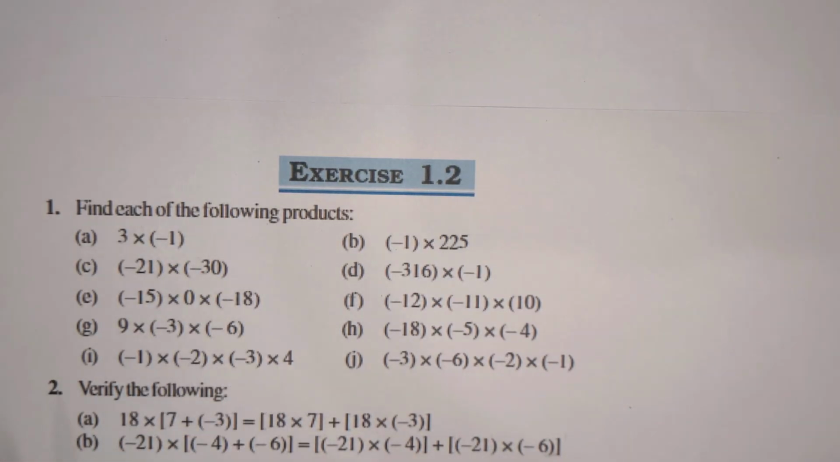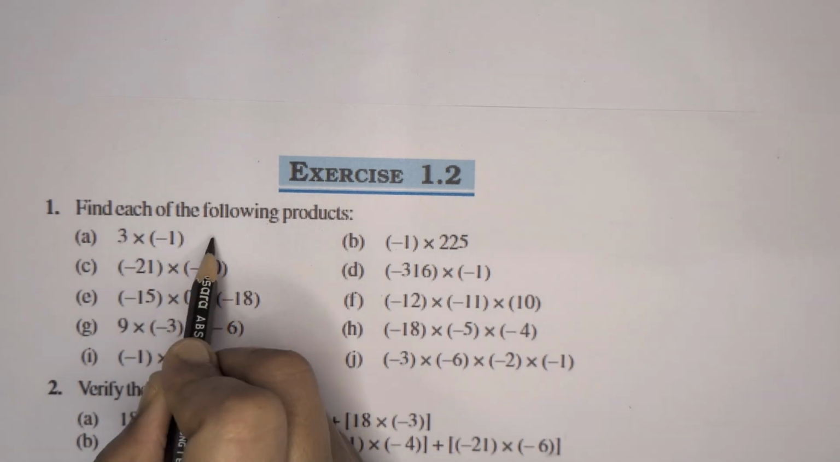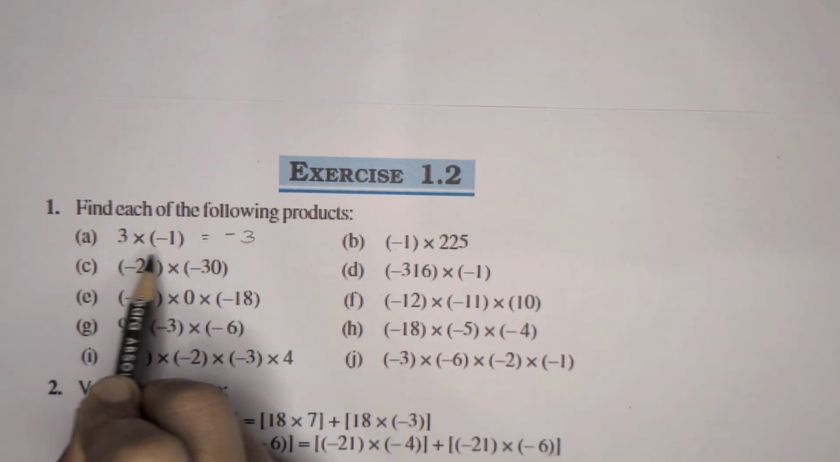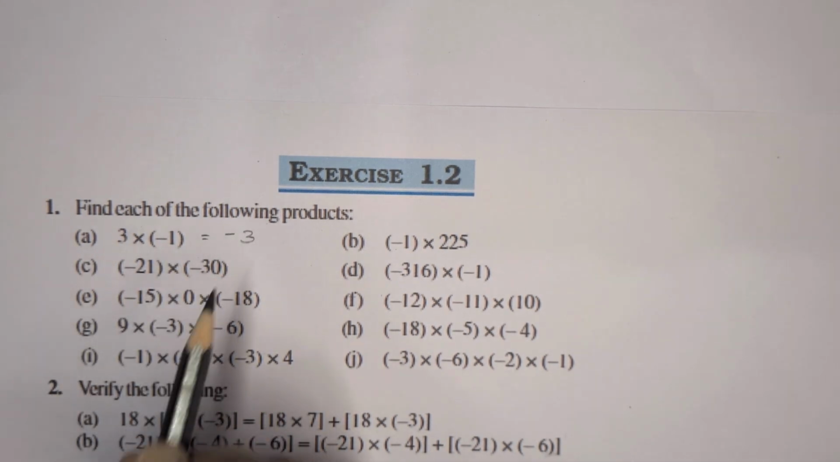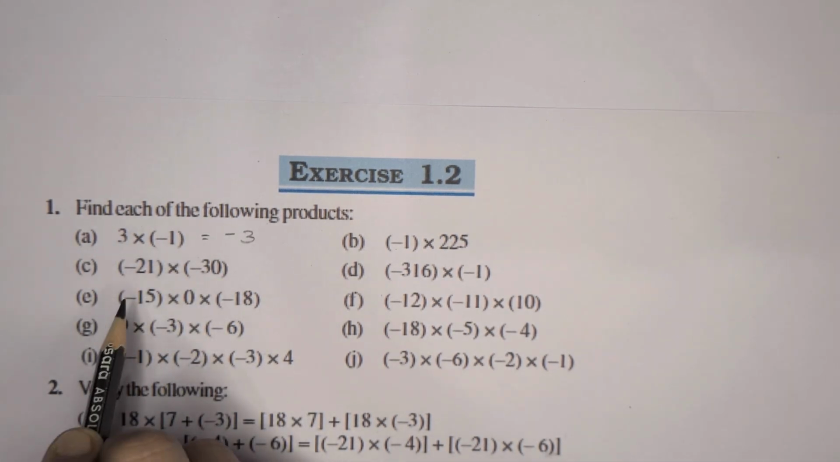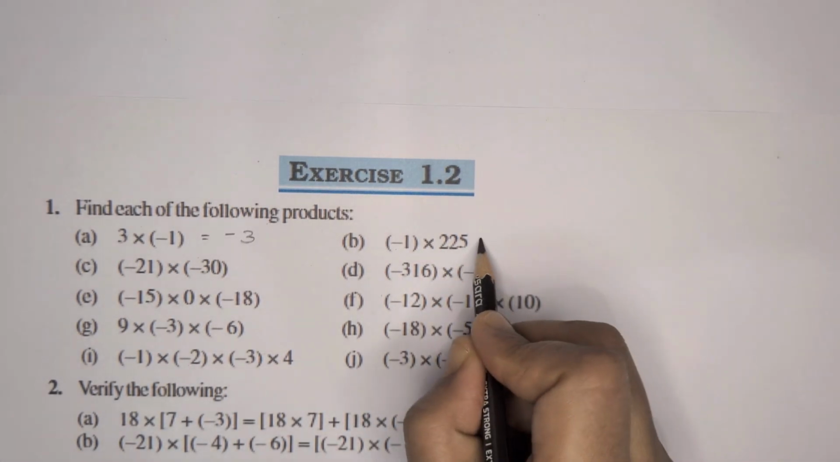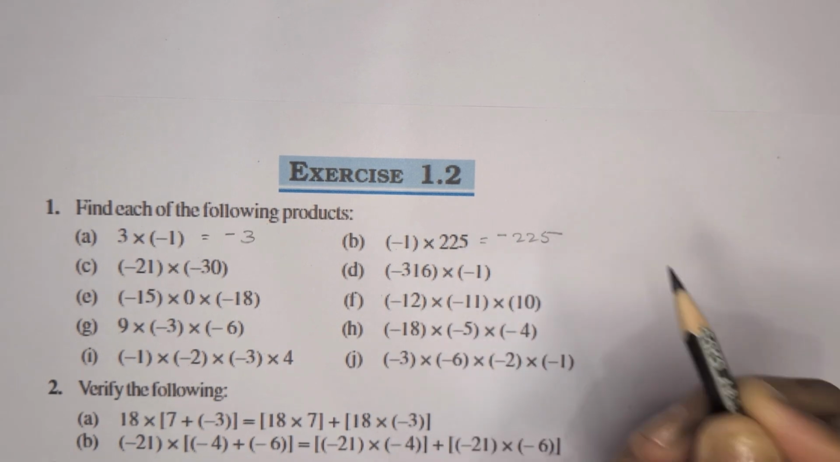Find each of the following products. 3 into minus 1 is equal to minus 3. One is positive, the other one is negative. Positive into negative will come negative. 3 into 1, 3. Then minus 1 into 225, that also is equal to minus 225.